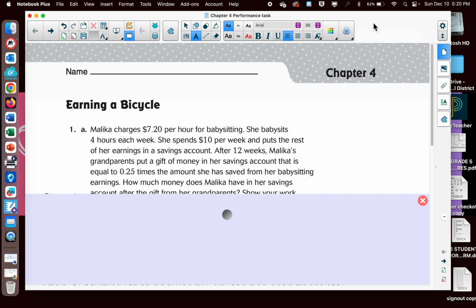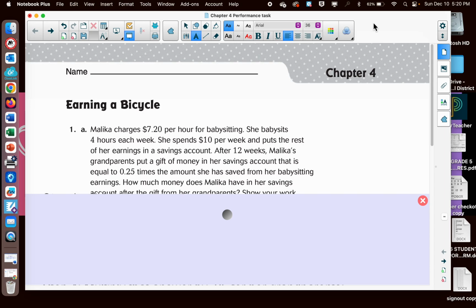I'm not going to lie, this first step is a doozy. We've got a lot to do here. So let's start reading. Malika charges $7.20 per hour for babysitting. She babysits 4 hours each week. She spends $10 per week and puts the rest of her earnings in a savings account.